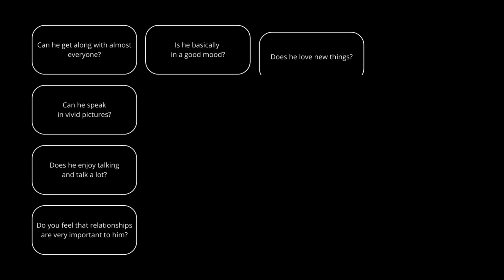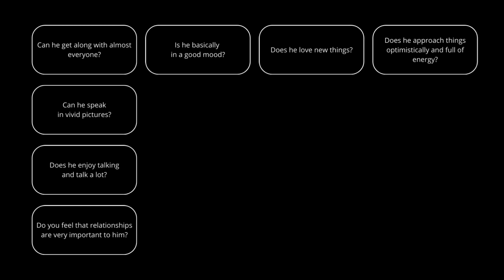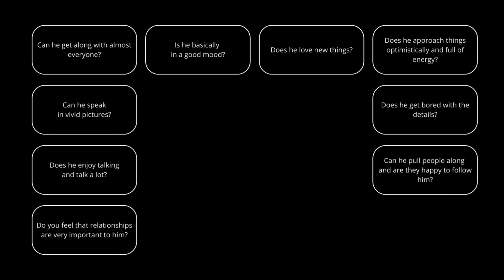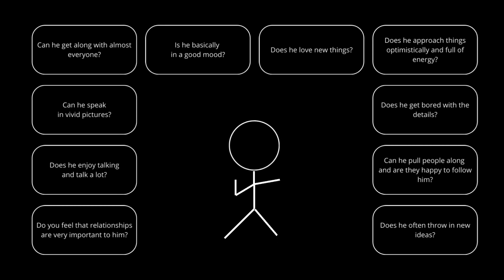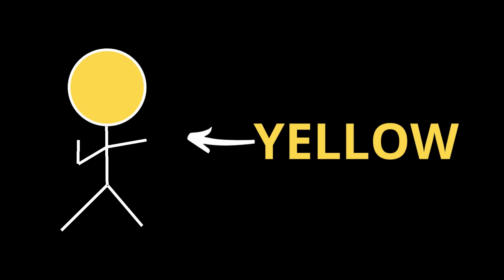Okay, let's move on to the next color. Do you feel that relationships are very important to him? Does he enjoy talking and talk a lot? Can he speak in vivid pictures? Can he get along with almost everyone? Is he basically in a good mood? Does he love new things? Does he approach things optimistically and full of energy? Does he get bored with the details? Can he pull people along and are they happy to follow him? Does he often throw in new ideas? When you meet such a person, the dominant behavior is yellow.